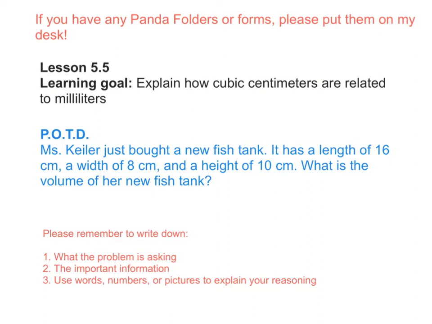A cubic centimeter is like a cube where each of its three dimensions is 1 centimeter in length. You got it. It's a unit cube that's 1 centimeter long, 1 centimeter wide, and 1 centimeter tall. And we've been using cubic centimeters as the units to find what? Volume, or how much space a 3D object takes up. Good. So today we're going to figure out how that little cube is related to a milliliter.